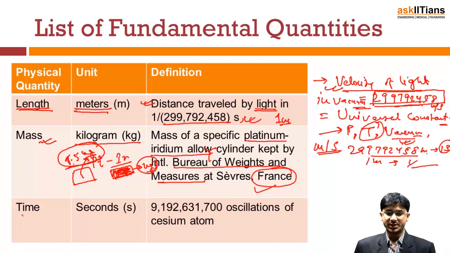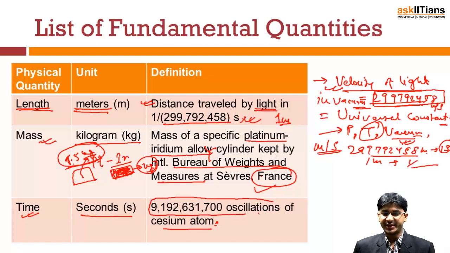Now the third common unit is the second. What is this second? How has it been defined? It is defined by the oscillations of the cesium atom. It will be difficult for me to convey what exactly this means. This many oscillations take place in 1 second.